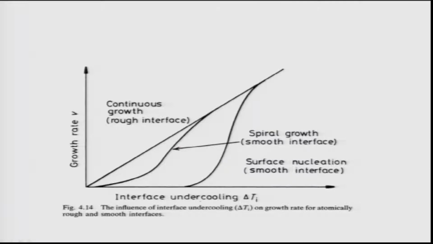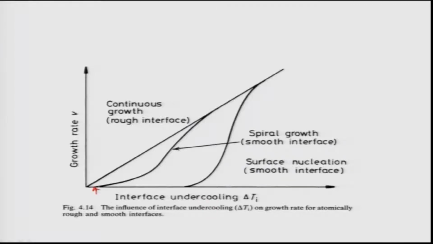It requires a larger undercooling. That is because you need surface nucleation, and nucleation requires a new surface to be generated, and that is why you need more driving force, and more driving force means a greater amount of undercooling. On the other hand, spiral growth, which is basically because of the screw dislocations, does not require much undercooling. You can see this curve is pretty low.